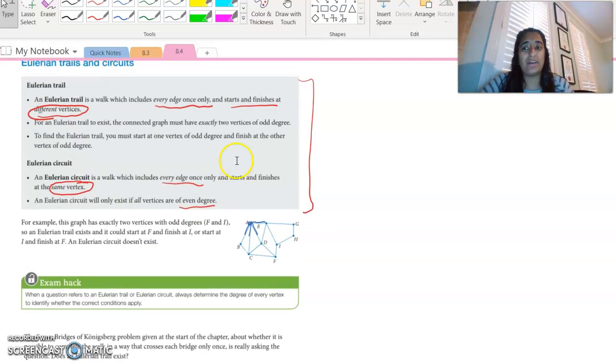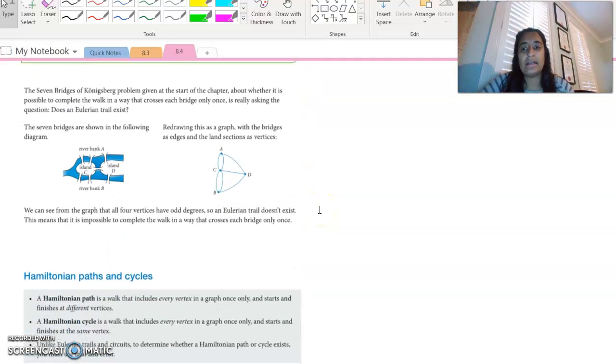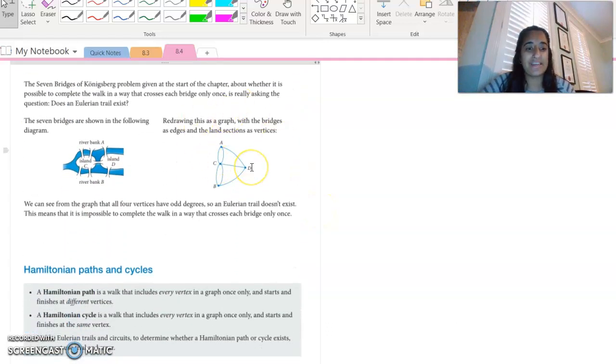So when we're doing Eulerian stuff, I would always look at the degrees of the vertices to see if a trail or a circuit is even possible. The 7 bridges problem that we've seen quite a few times is probably a really good example as to whether we can say, oh, can we cross all of the bridges without crossing parts again? Do these Eulerian trails exist?